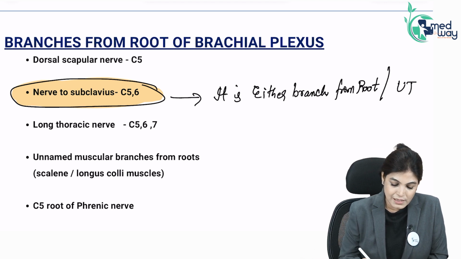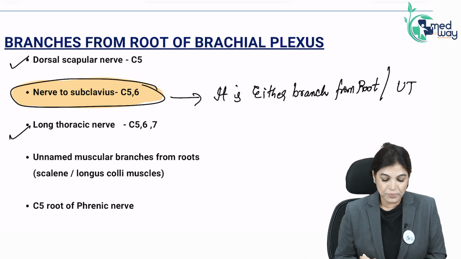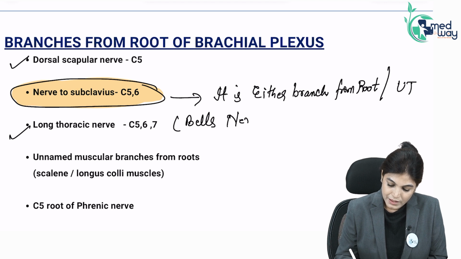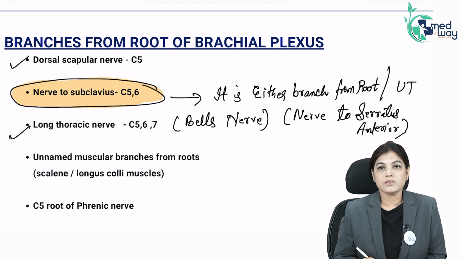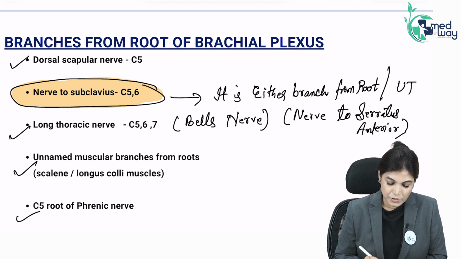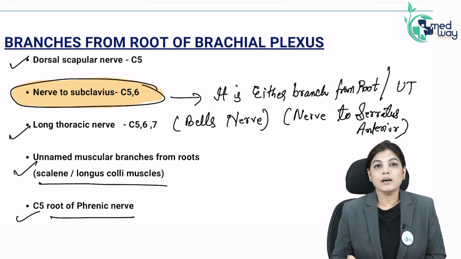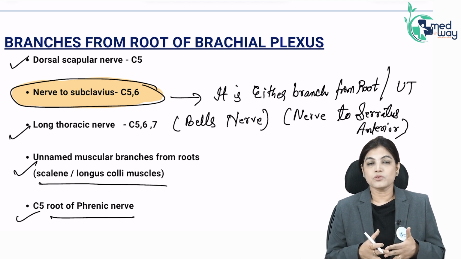Okay. Now, dorsal scapular nerve and long thoracic nerve. Dorsal scapular nerve has the root value of C5. Long thoracic nerve, which is also called Bell's nerve or nerve to serratus anterior. So Bell's nerve, nerve to serratus anterior, these are the branches from the roots. Other unnamed branches are the branches to the scalenus group of muscles, longus colli, and also the branch given from the C5 root to the phrenic nerve. So these are unnamed branches. So we have done with this.